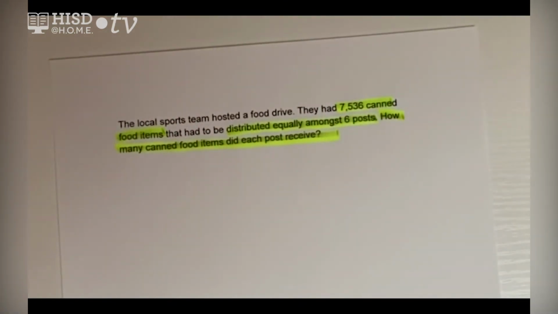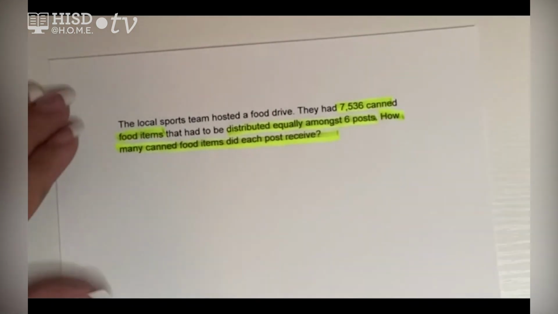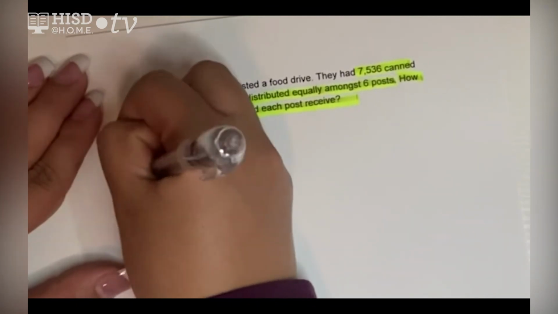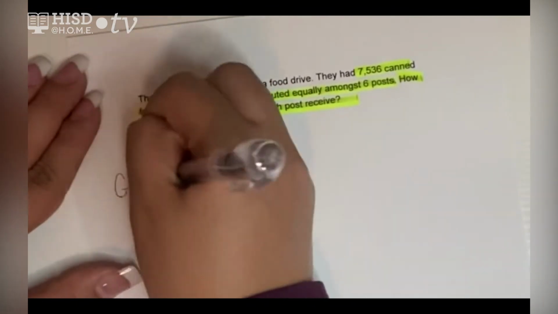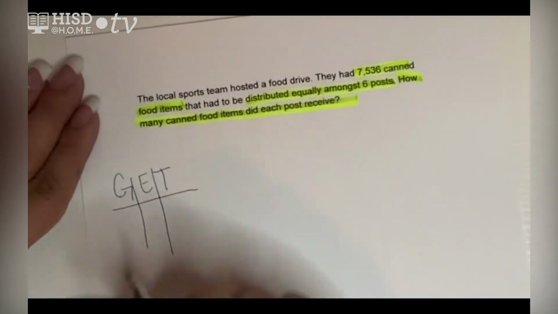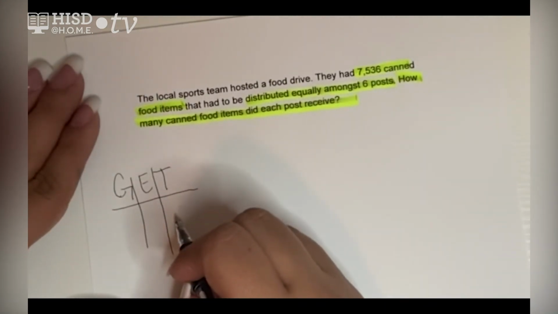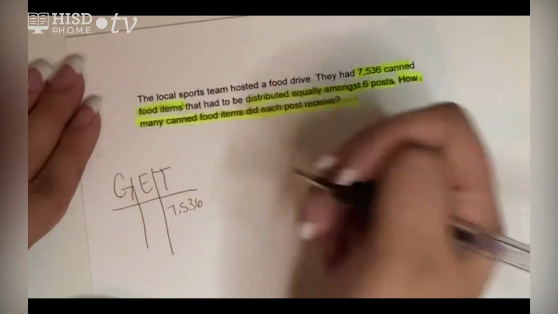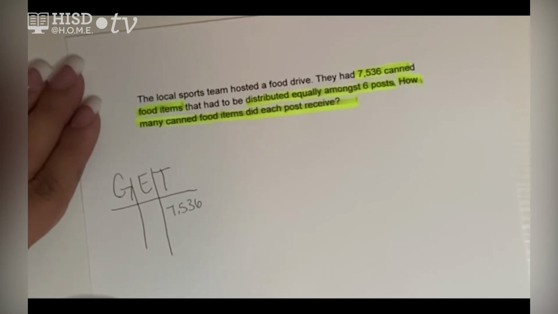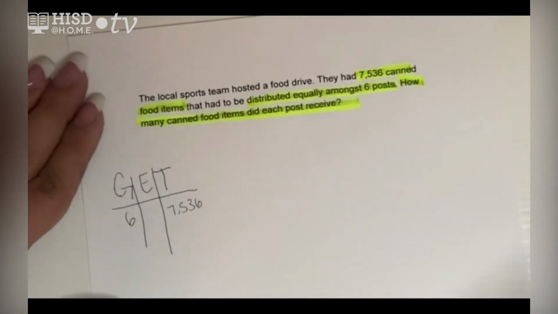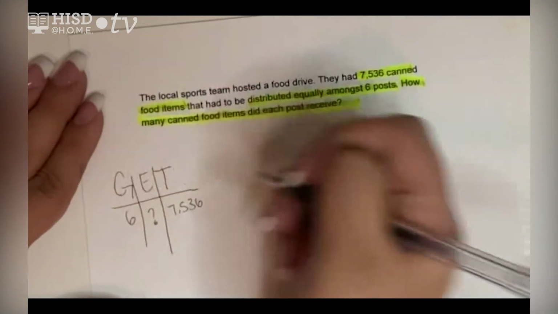So next, what we're going to do is our GET chart. Never forget your GET, guys. So I'm going to go ahead and write out my GET here. And remember, GET stands for groups, each, and total. So how many food items in total do we have? We have 7,536 food items in total. Now, how many groups do we have? Yeah, we have 6 groups. And how many will each group receive? Yeah, we don't know that yet. So we're going to put a question mark here because we just don't know.